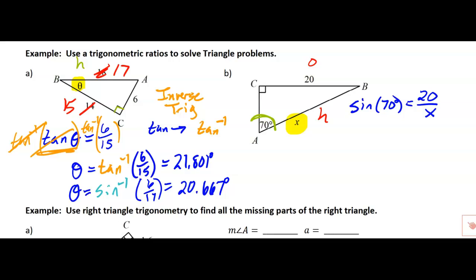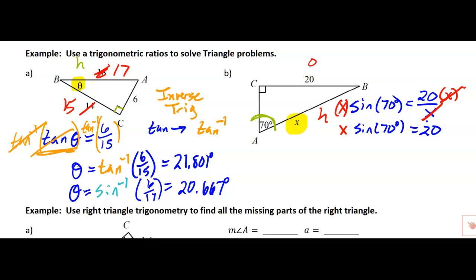I need to move x from essentially the right side to the left side because it shouldn't be on the bottom anyway. How do I move it off of the bottom? So I multiply it. Yes, I times it. So what am I multiplying both sides by? X over x is 1. So right now I'm left with x sine of 70 equals 20.